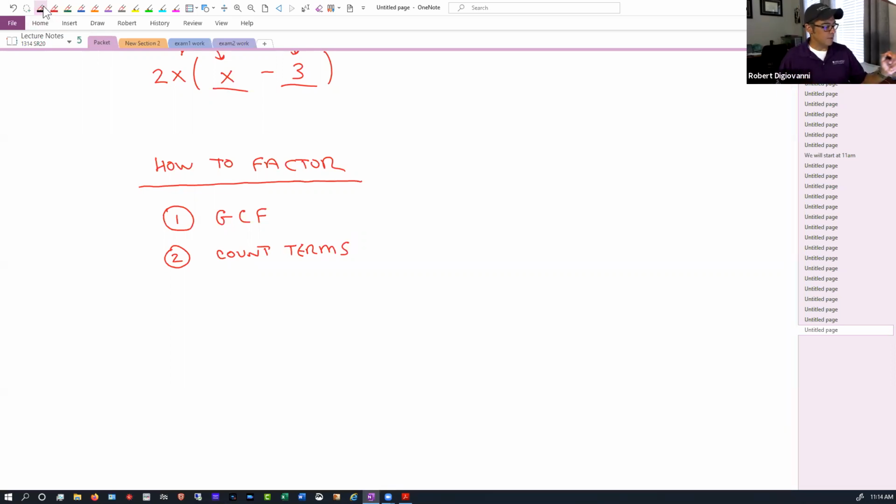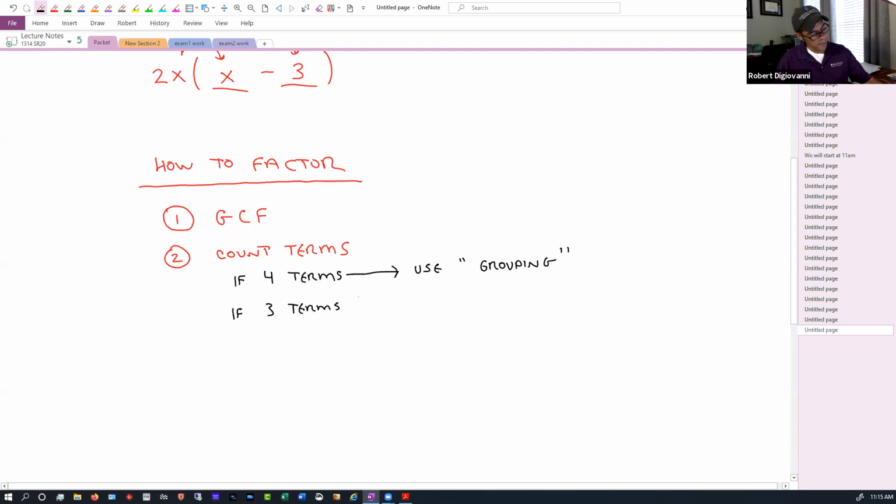In this class, when we count the terms, if we have 4 terms, what that's going to tell us is that we need to use this thing called grouping. So that's the name of a technique that we're going to talk about today, grouping. If we have 3 terms, we're going to use something called the AC method.